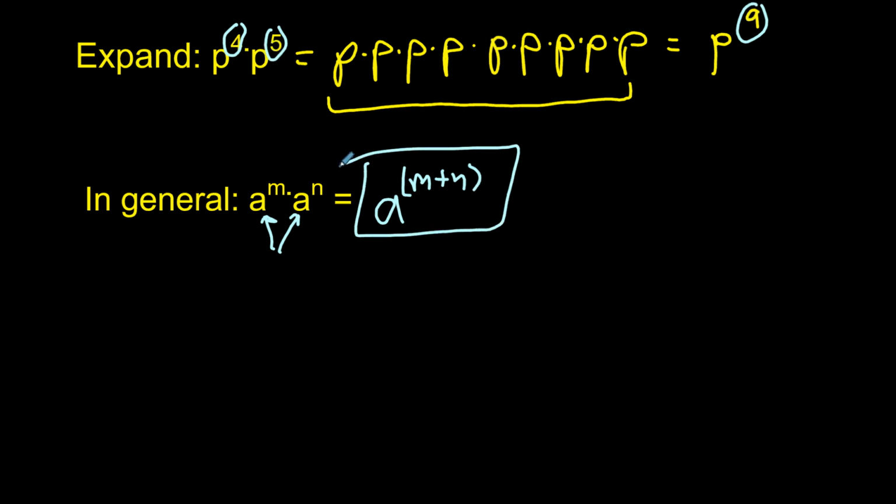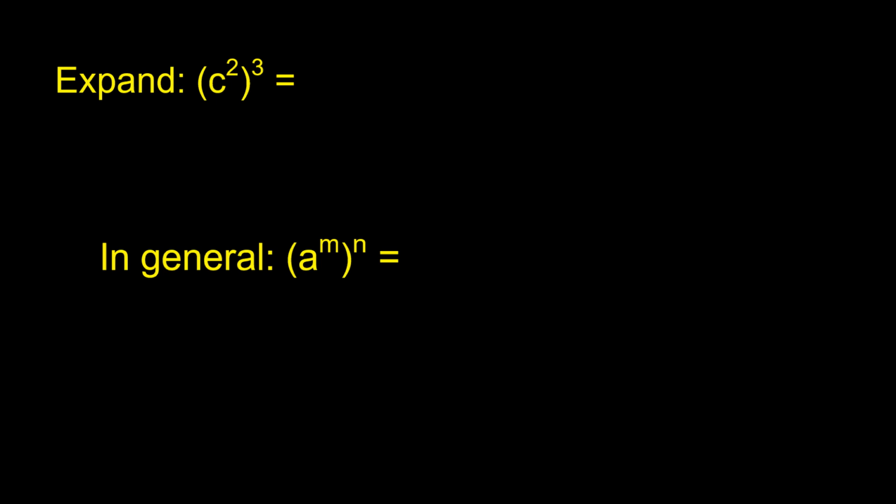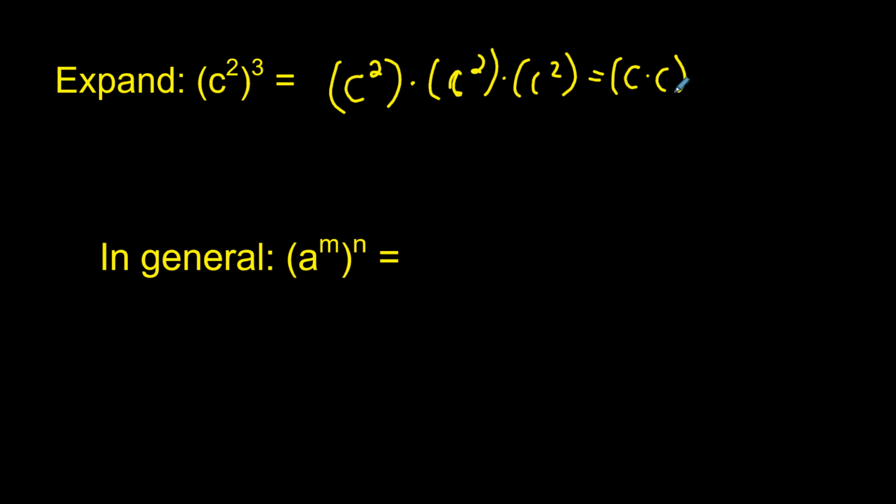All right, a couple more here. So if we have something to a power, and then in parentheses, and then to a power itself, the way we typically will write this is we'll do c squared to the third is c squared times c squared times c squared, which is c times c times c times c times c times c. Well, this is 6 c's all together, and so I can just write that as c to the 6th.